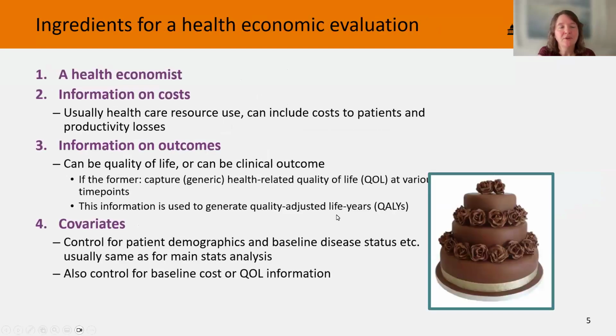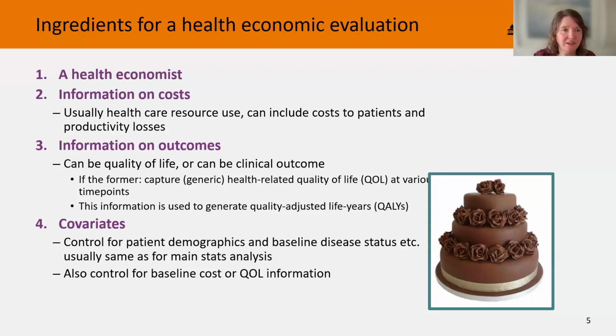So, ingredients for health economic evaluation. You need a health economist, you need some information on costs, which is usually healthcare resource use, can be cost to patients, cost to the health service, cost to other things. You need some information on outcomes. So this is usually patient outcomes. It can be quality of life, it can be number of heart attacks, or different clinical outcomes. Oh, my cake is on top of the words.